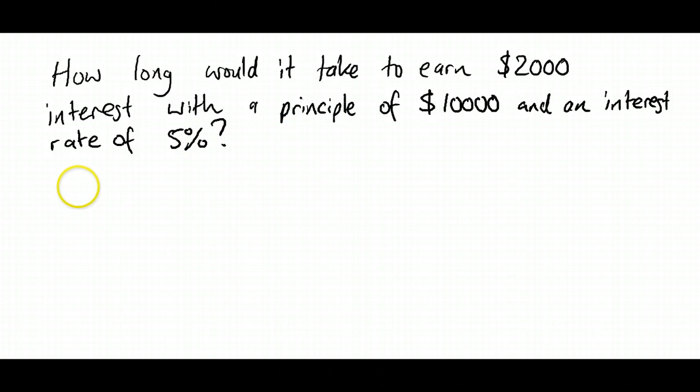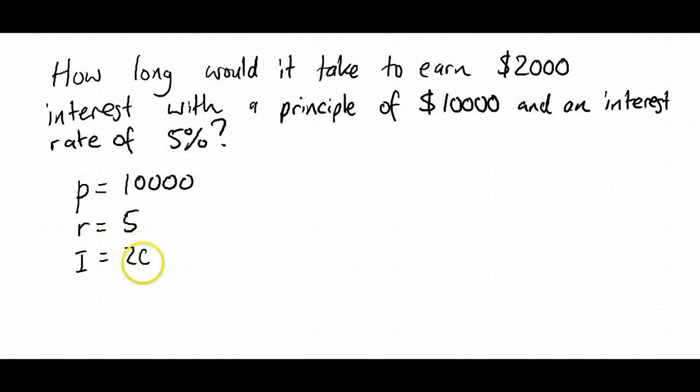So whenever we're doing these questions, it's always good to write out the key bits of info. So our principal this time is $10,000, we'll write 10,000. Our interest rate is 5%, so we'll write R is 5. And this time we know how much interest we want to end up with. That's not unknown to us. We know that I is going to be 2,000. The thing we don't know this time is T. We don't know what T is.